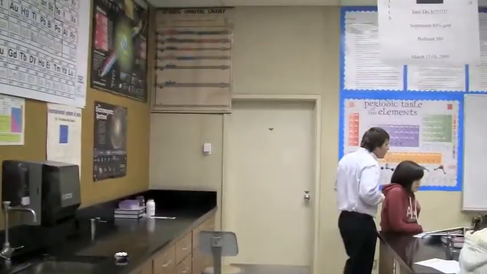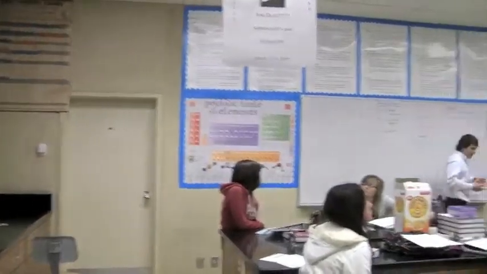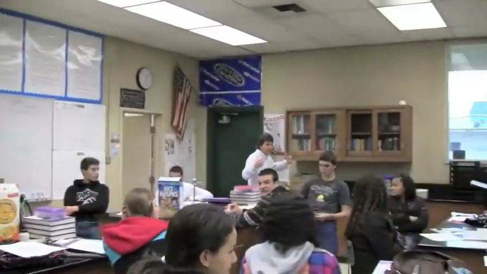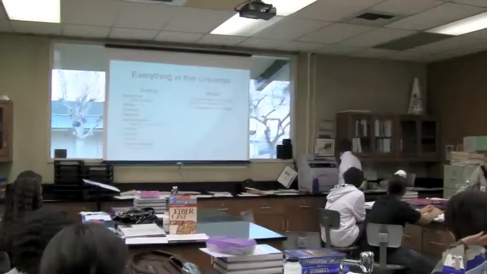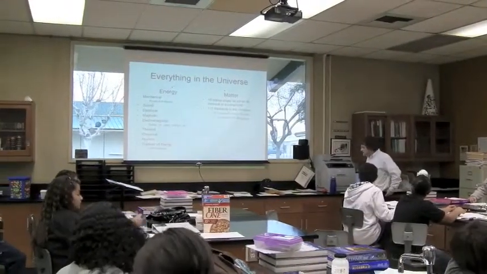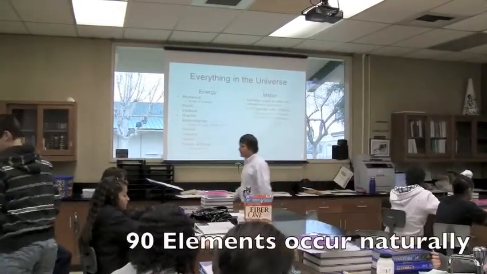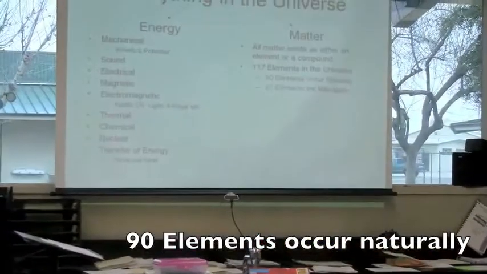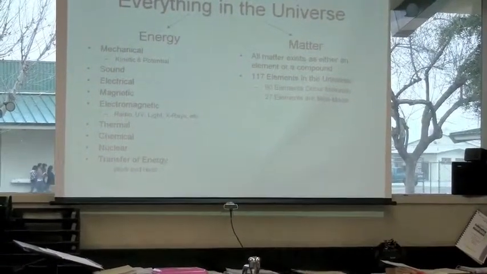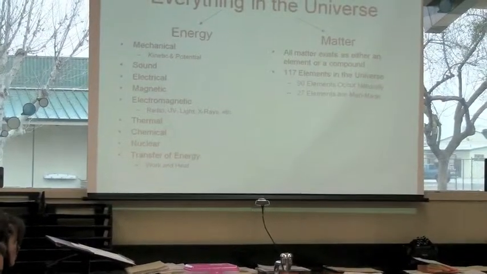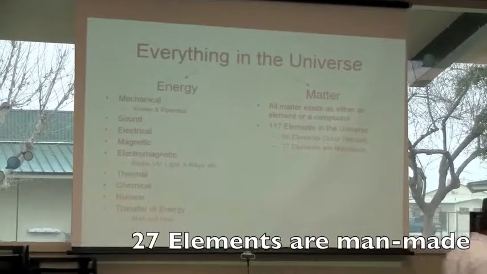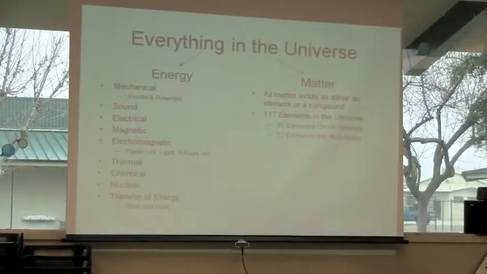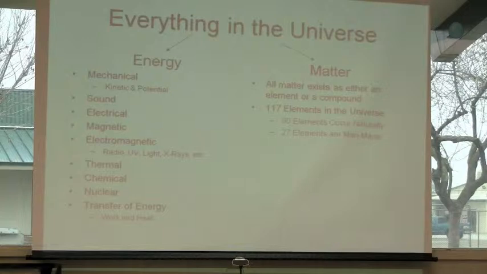Now right now we don't know yet what's different about one atom versus another atom. You probably had a preview for this in junior high. But underneath there, 2 notes. 90 elements occur naturally. 27 elements are man-made.